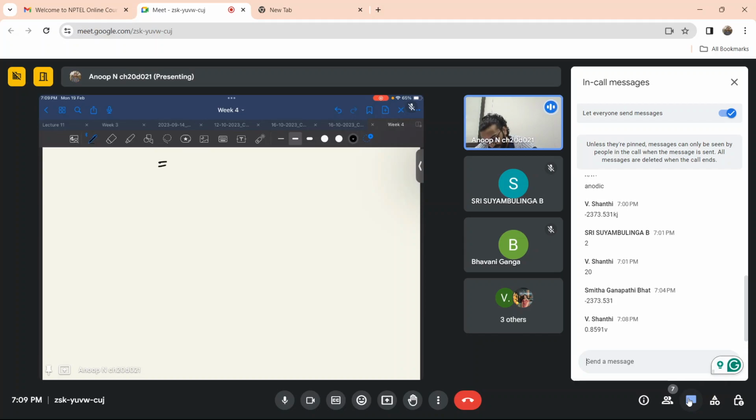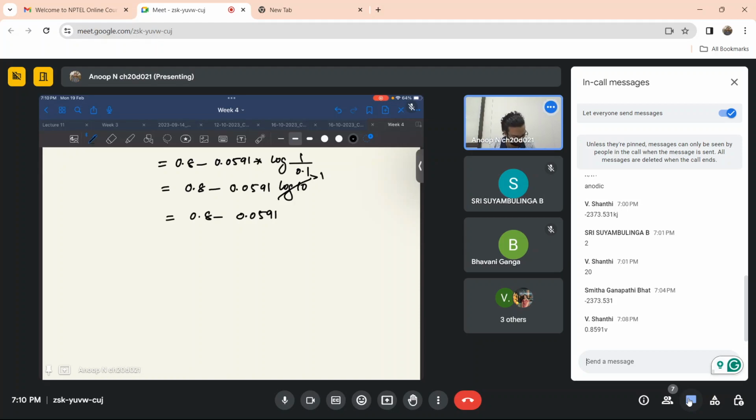So what will be? It will be equal to 0.8 minus 0.0591 into log of 1 by 0.1. So it is nothing but log 10. It will be equal to 0.8 minus 0.0591 log 10, which is nothing but 1. Equal to 0.8 minus 0.0591. Answer is equal to 0.7409 volt. Is that clear?